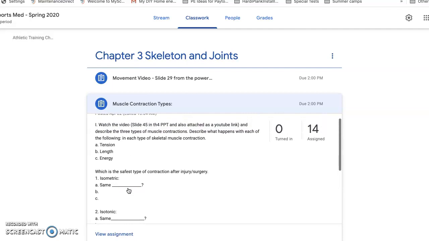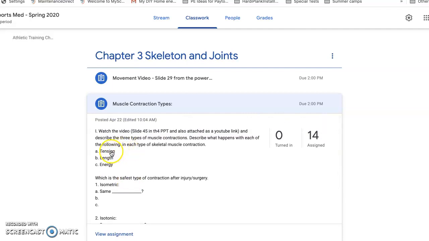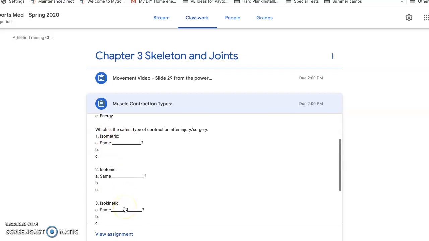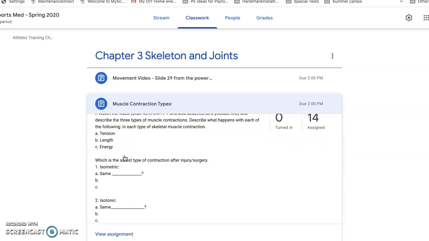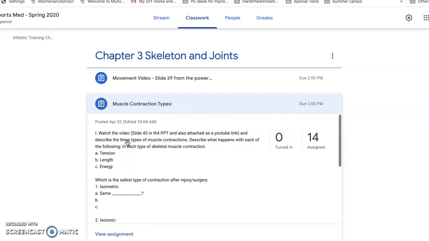And for each contraction type, you have 3 things going on. One of them will be the same throughout, either same tension, same length, or same energy. You have to figure that out by watching the video and be able to describe each one by its tension, length, and energy relationships.